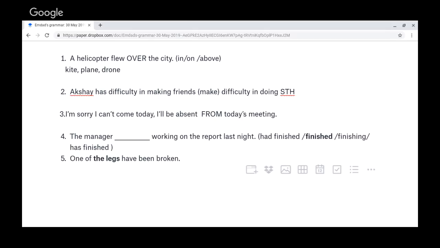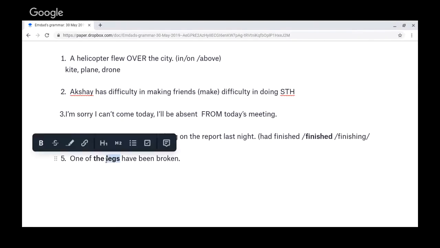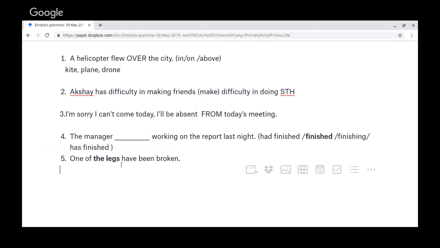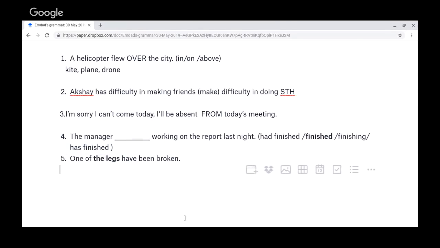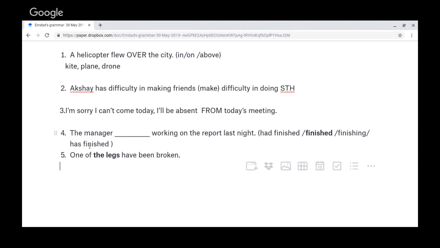Batao mujhe, one of the glasses or one of the glass? One of the glasses. So, one out of many. That's the first rule that we need to learn here. Whenever you use one of, you always use a plural noun. But then the verb that will immediately come after this, what is that verb? Has. The verb that will immediately come after this will be singular, based upon noun phrase one.